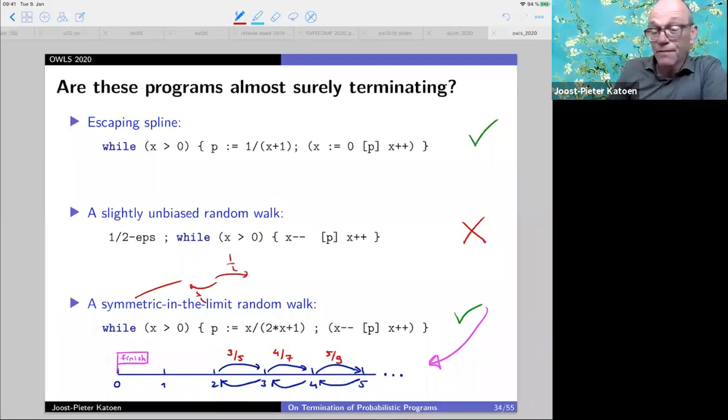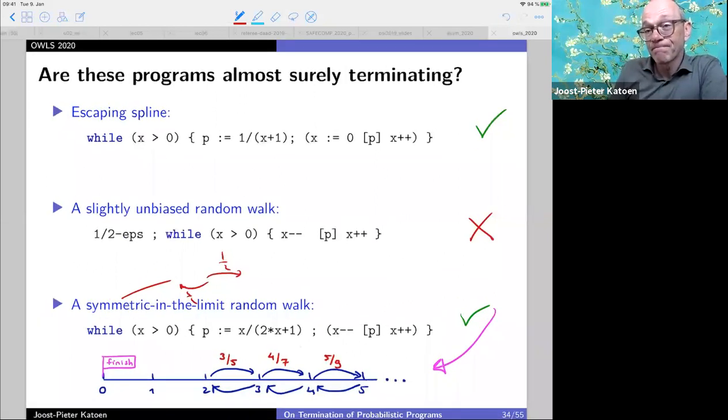Yes, Peter, I'm going to interrupt. There's a question from Jamie Vickery. Don't we need to know the initial value of x? No. The question that we're asking is whether it is almost surely terminating for all possible inputs, which means here for all possible initial positions of x.